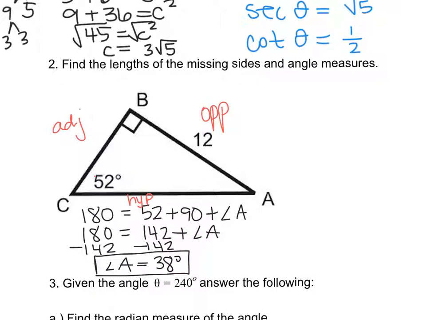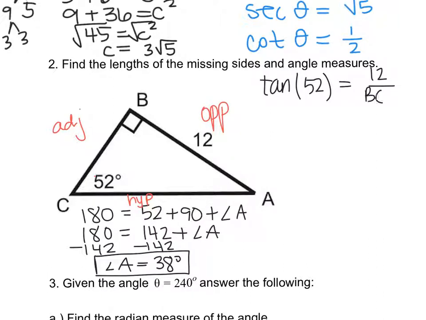So we're going to set up trig ratios to solve for one of our sides, and then we can use the Pythagorean Theorem to find the other one. So I'm going to go ahead and set up tangent to solve for side BC. So I know tangent of my angle 52 has to equal my opposite side 12 over my adjacent side, which we're solving for BC.